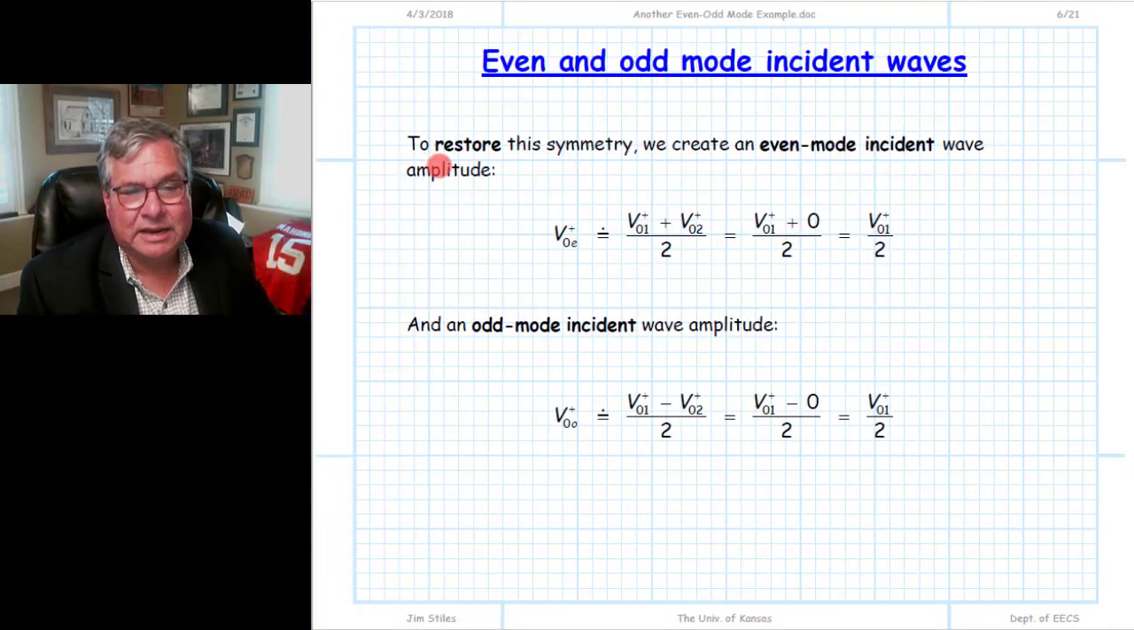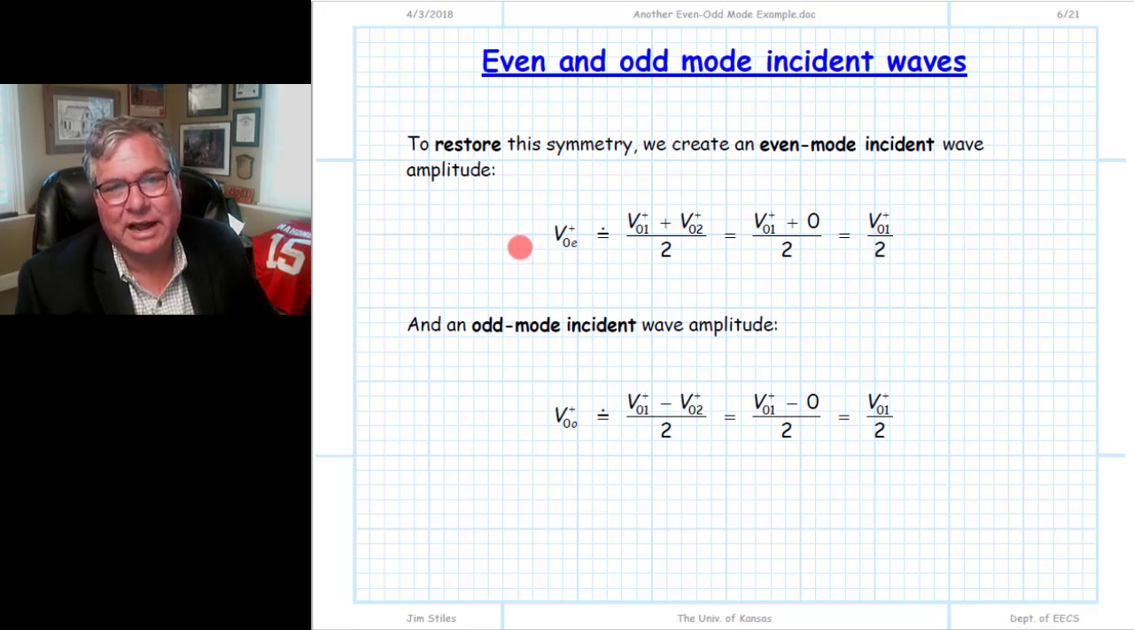So to restore the symmetry in the circuit, we can use our trick that we've used before on sources that are unequal, right to left. We define an even mode and odd mode source. Now we've done this for an ideal voltage source and an ideal current source, but in this case, our sources are essentially these incident waves propagating toward that structure, and the result of those sources is the scattered waves going in the opposite directions.